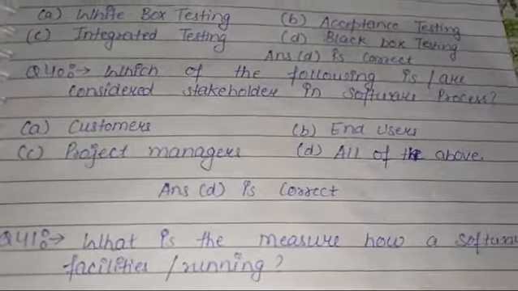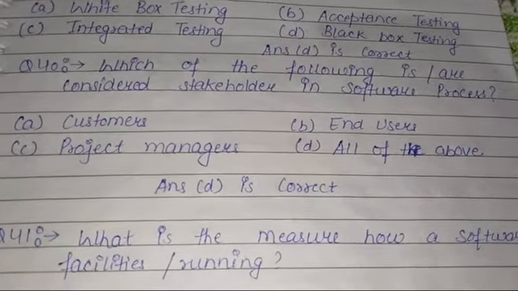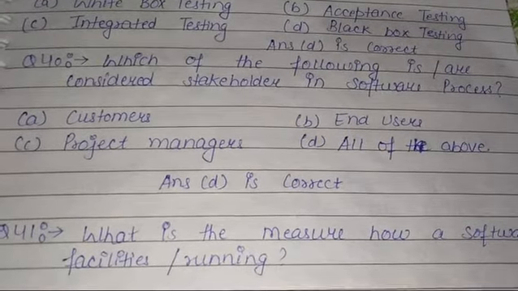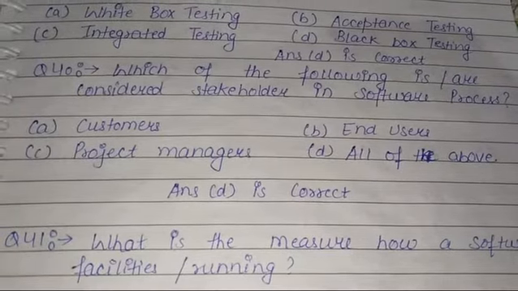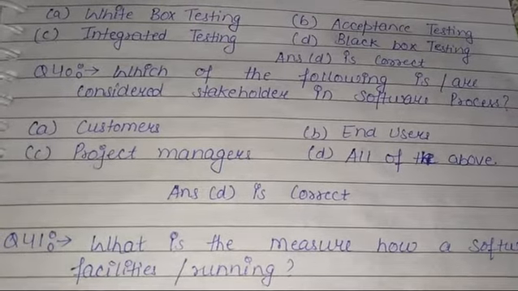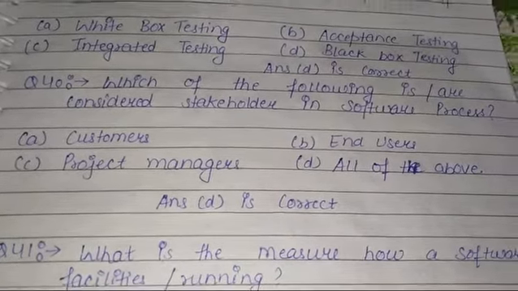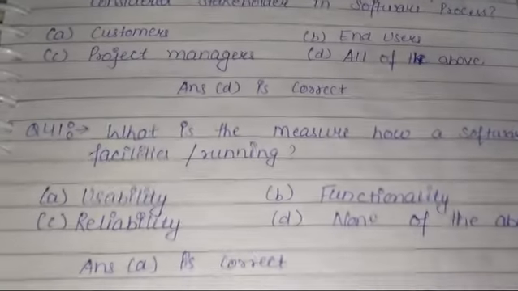Question 40. Which of the following are considered stakeholders in software process? A. Customer. B. End user. C. Project manager. And D. All of these. So all of these are considered stakeholders in software process.